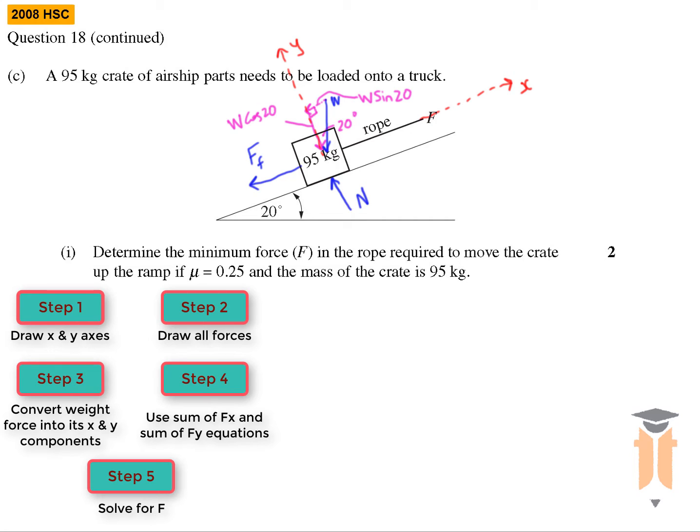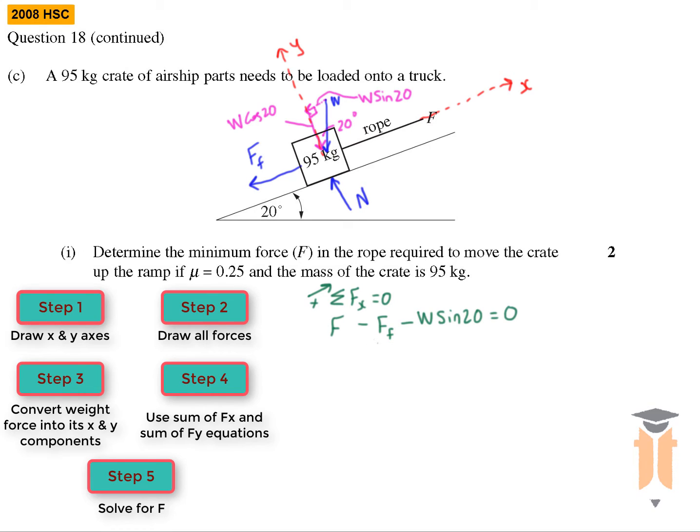All right, now that we've solved all that, we can now use our equations. Sum of Fx equals 0 and sum of Fy equals 0. So sum of Fx is equal to 0. And I'm going to consider this direction as positive. So I've got the force in the rope, which is F. Got the frictional force acting downwards, so it's a negative. And I've got the X component of the weight force also going down the ramp, so that's negative as well. W sin 20 equals 0.